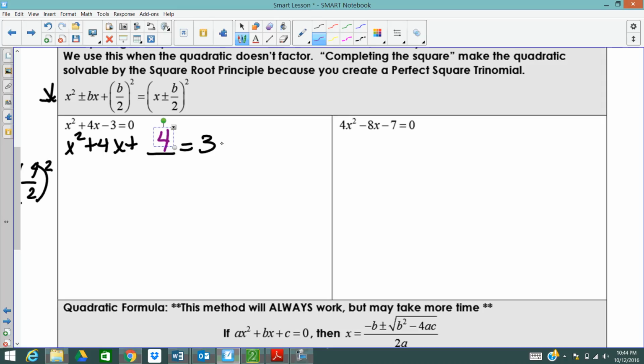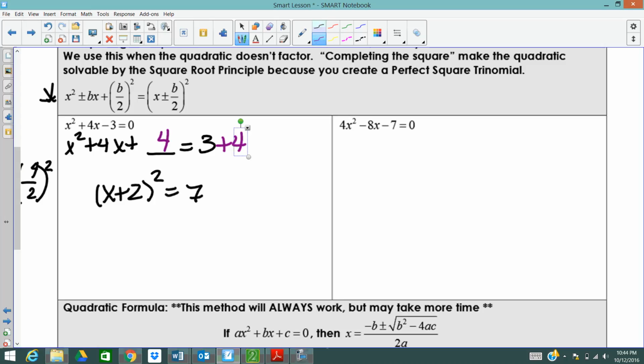And equations, the nice thing about them is they're balanced. As long as you add 4 to both sides, it's totally fine. Mistakes happen when we forget to balance our equation, when we forget to add that 4 to both sides, but adding it to both sides keeps it equal. So now, on the left side, I have a perfect square trinomial. This is going to factor to be the quantity x plus 2 squared. My right side's equal to 7.